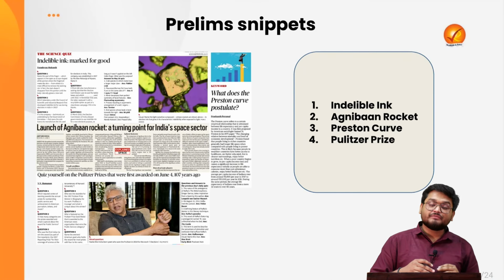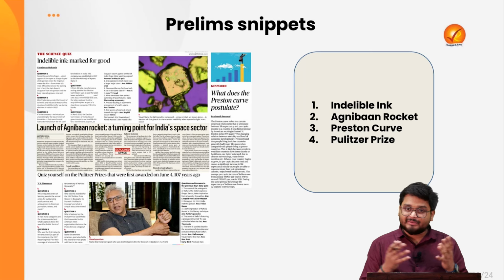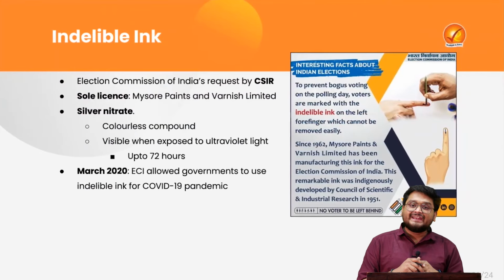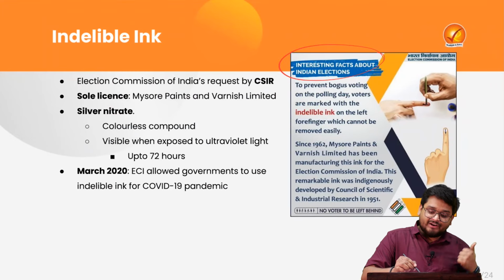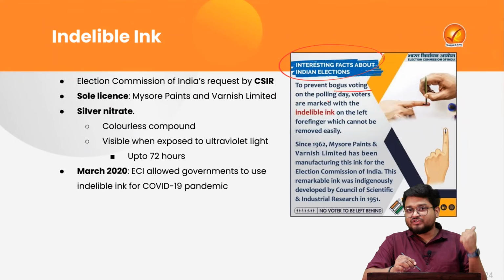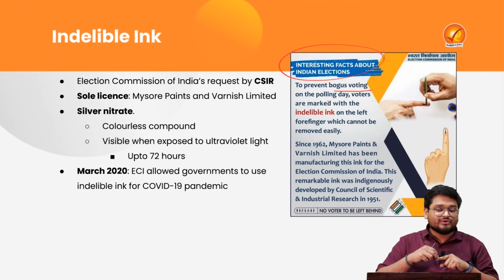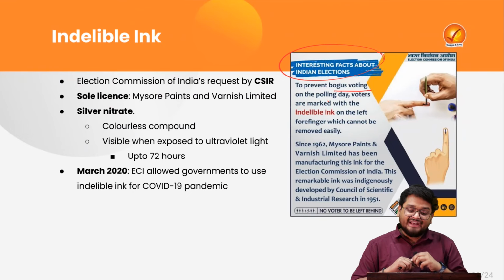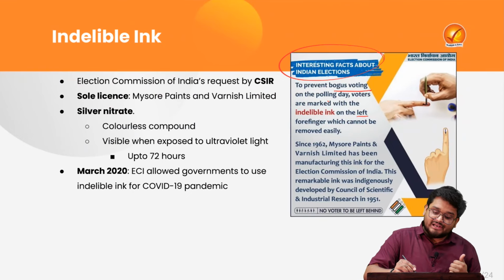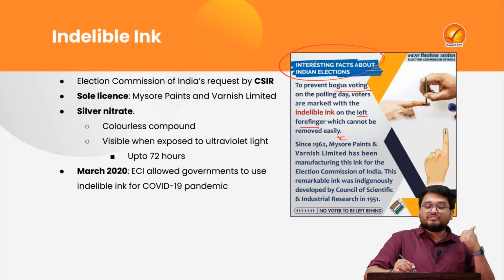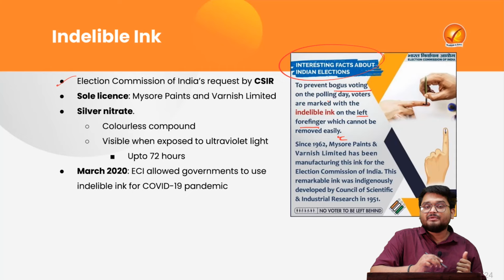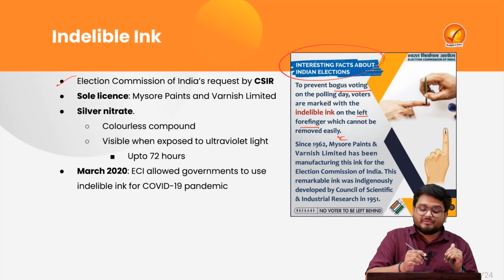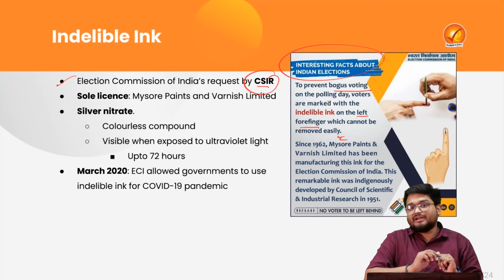Finally, we'll be discussing four more important prelims snippets, where we'll be starting with indelible ink. And here, according to the Election Commission of India, to prevent bogus voting on the polling dates, obviously we know all of the voters are given an indelible ink mark on the left forefinger, which cannot be removed easily. And for the very first time in the country, it was developed by the Election Commission of India at the request of CSIR.